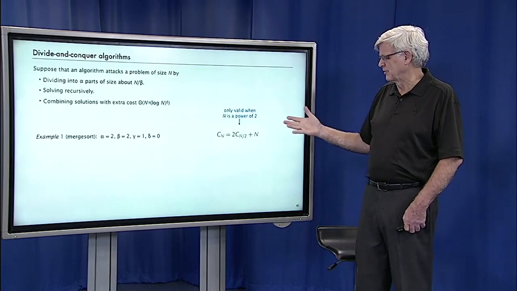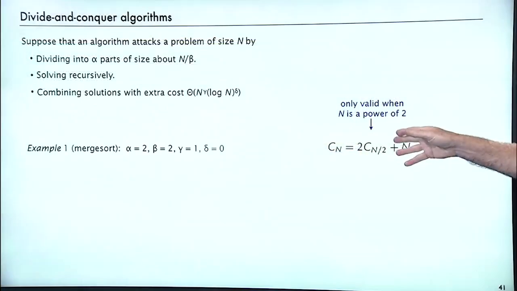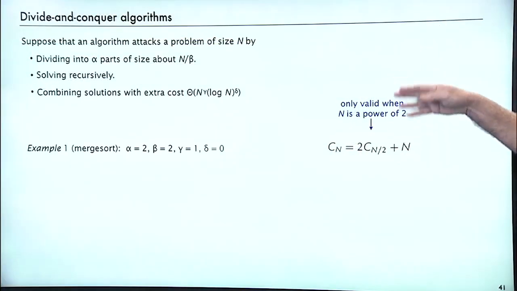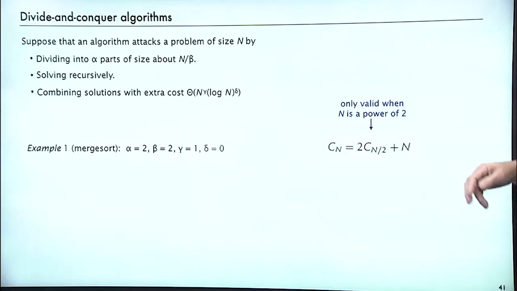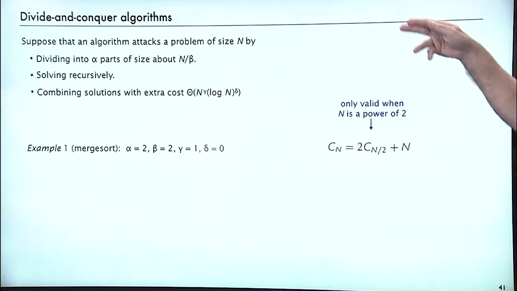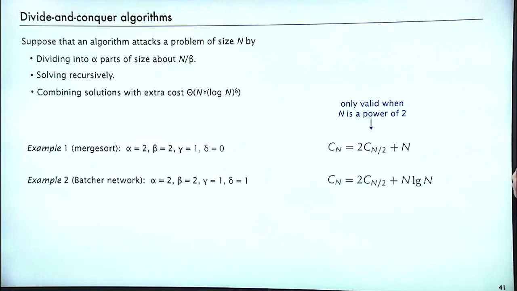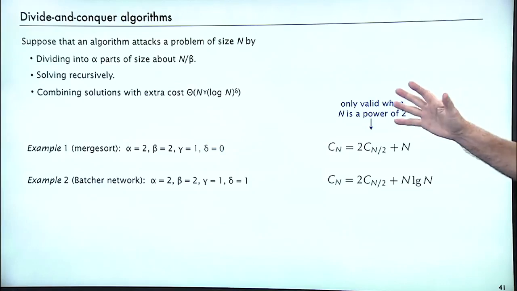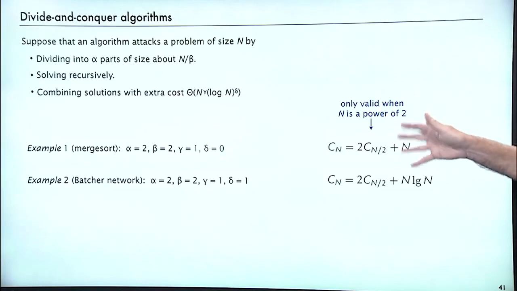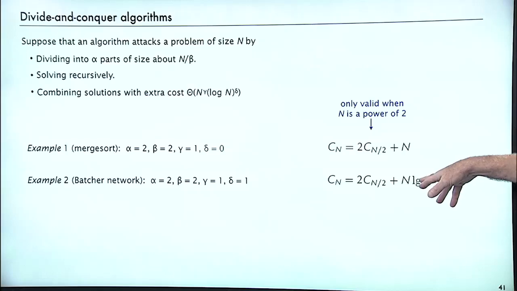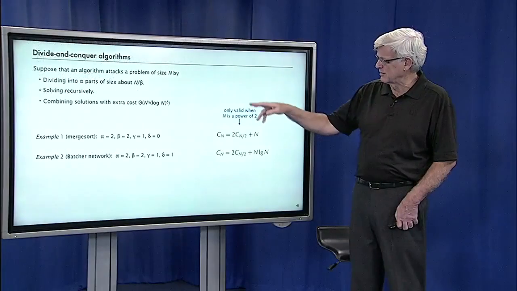So first, here's some examples. So we did merge sort. So for merge sort, problem size is n over 2, so that's beta equals 2. 2 problems of size n over 2, so alpha is 2. And the extra cost is n, so there's no log n, so delta equals 0, gamma equals 1. So that's merge sort. Here's another example that's similar. That's Batcher's network for sorting. That's a different approach to sorting, where we don't do it with programs, but we do it with hardware. And Batcher's is like merge sort, except the extra cost has a log n factor. So delta equals 1.